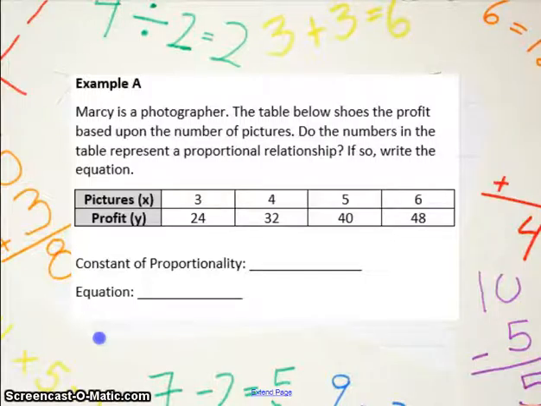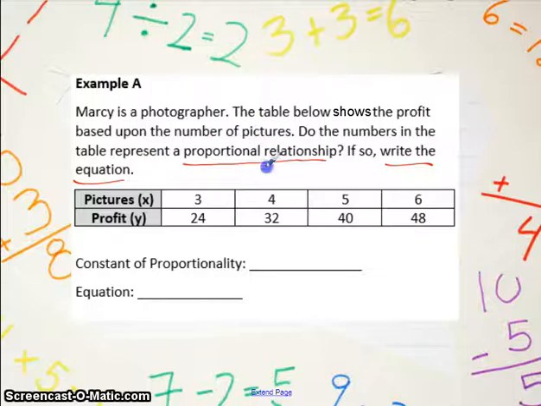All right, let's look at example A. Please make sure you go to your note page. Example A, it says Marcy is a photographer. The table below shows the profit based upon the number of pictures. Do the numbers in the table represent a proportional relationship? If so, write the equation. So I want to know, does it represent a proportional relationship? And if so, we want to write the equation. And I'm going to show you how we're going to find all of that.